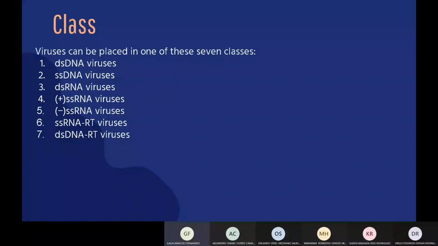Viruses can be placed in one of these 7 classes. dsDNA viruses, single-strand DNA viruses, double-strand RNA viruses, positive single-strand RNA viruses, negative single-strand RNA viruses, single-strand RNA RT viruses, and double-strand DNA RT viruses.